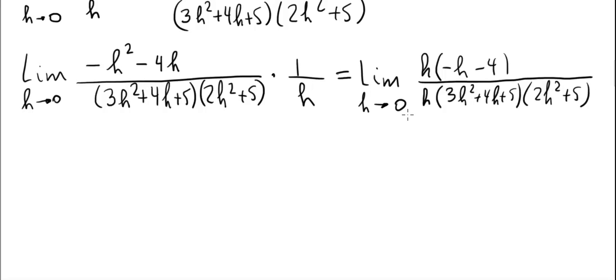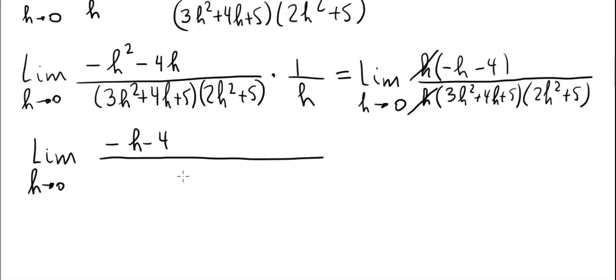Here's the cause of 0 over 0. We got rid of it. They cancel. We're left with the following limit to evaluate. Limit as h goes to 0 of minus h minus 4 in the numerator, and in the denominator 3h squared plus 4h plus 5 times 2h squared plus 5.